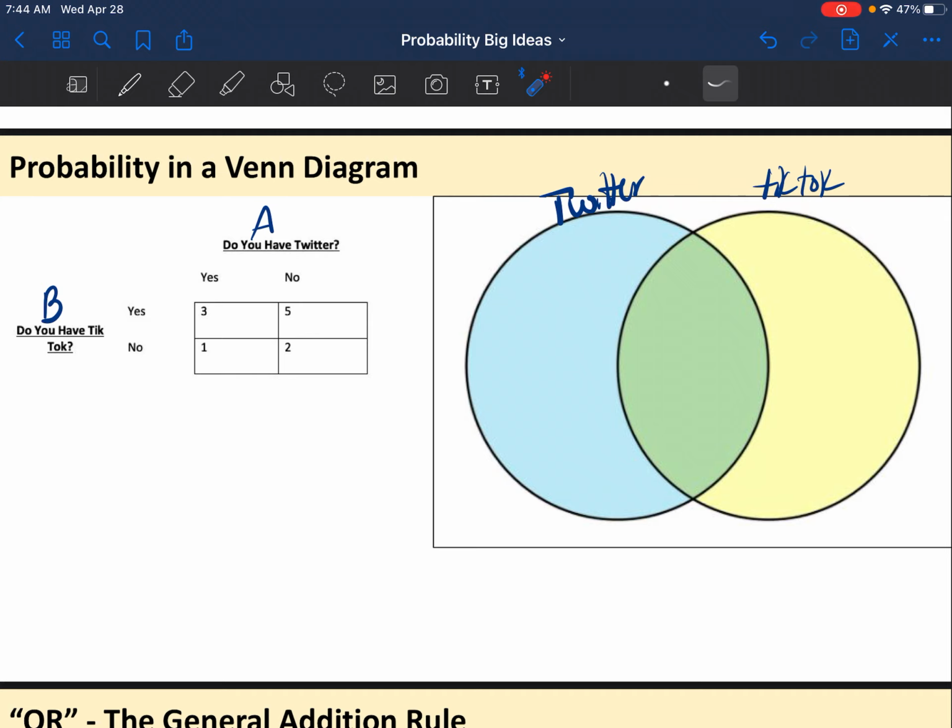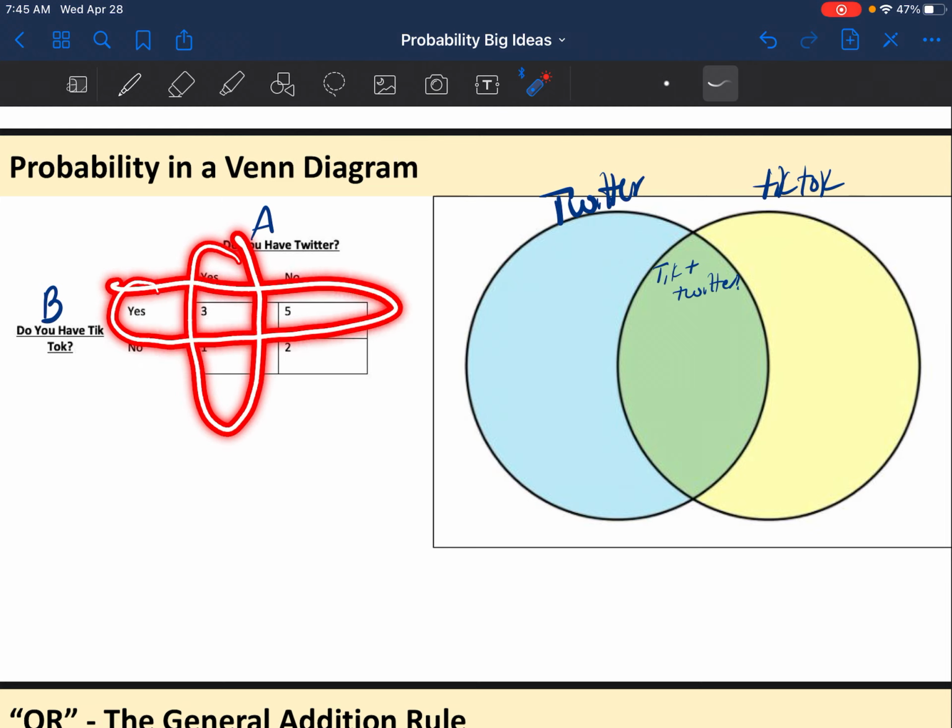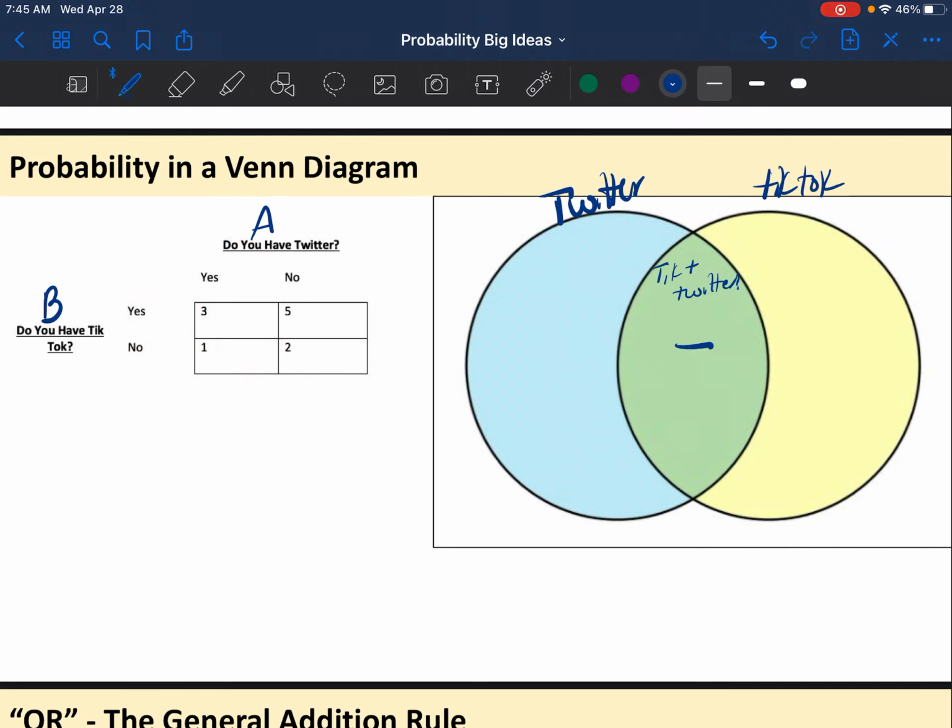So I want to start filling this in. I know that this is both. So I'm going to look at my two-way table and think about, where do I see TikTok and Twitter? So I have yes, Twitter, yes, TikTok, and where they overlap is right here. So there are 3 people here who have yes, TikTok and yes, Twitter.